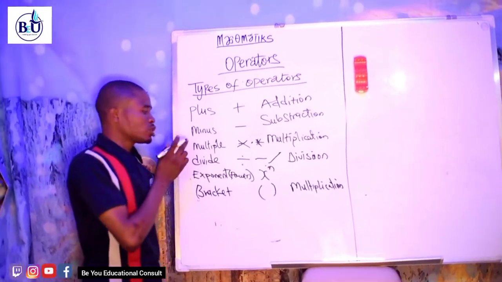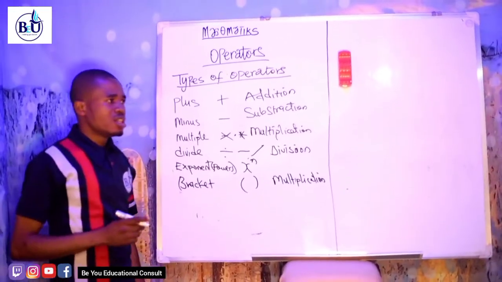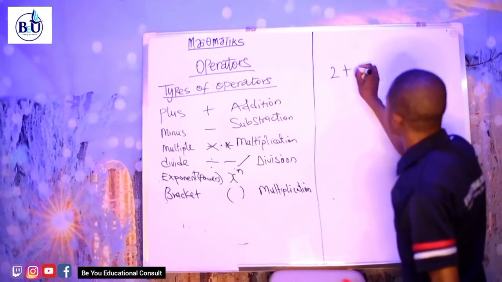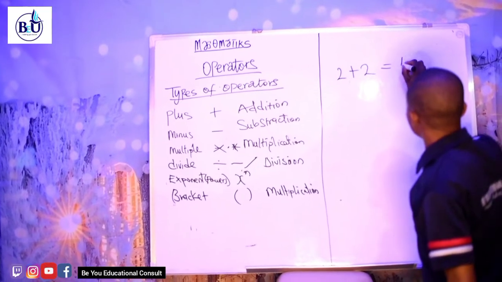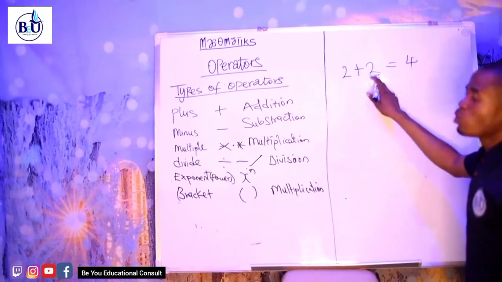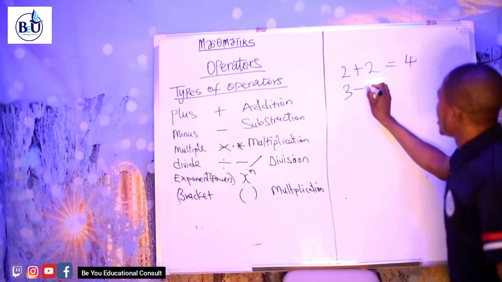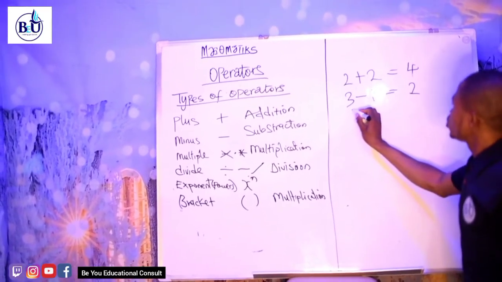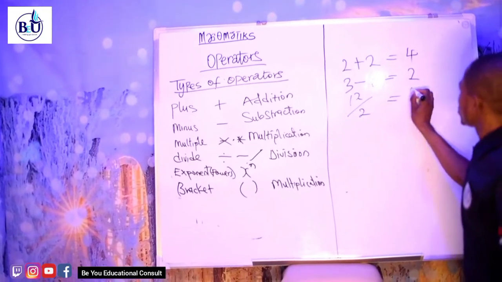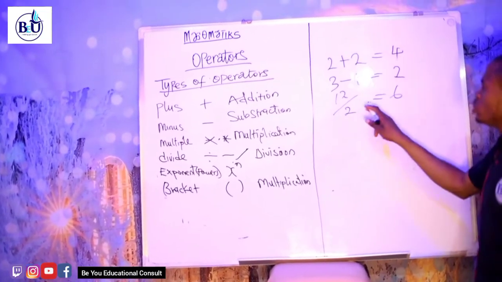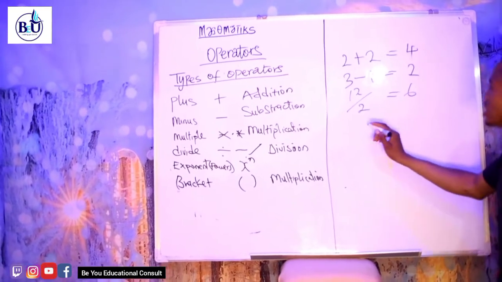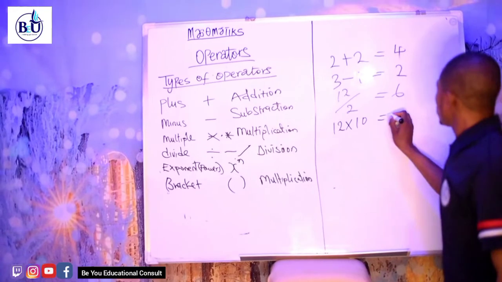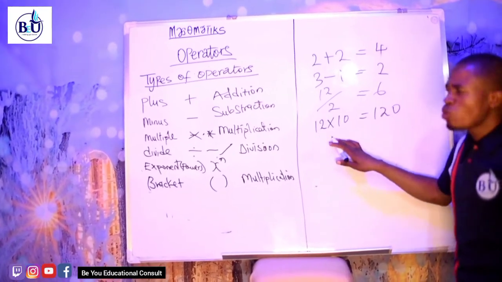We have plus, minus, multiply, and what? Divide. For example, if you have 2 plus 2 is equals to 4, this is the operator telling you that what you should do is add. 3 minus 1 is equals to 2. If I say 12 divided by 2 is equals to 6, this is an operator telling you what to do to the numbers. If I say 12 times 10 is equals to 120.